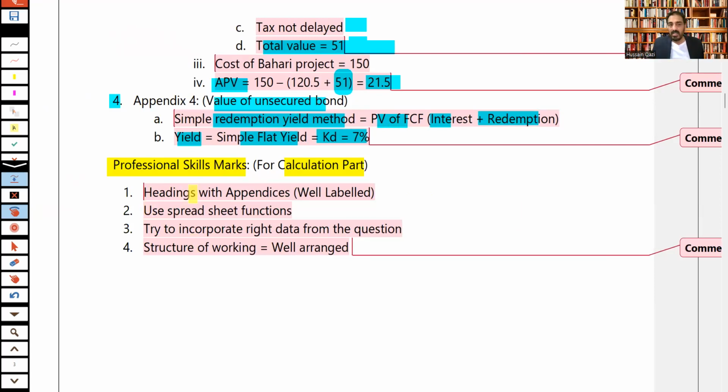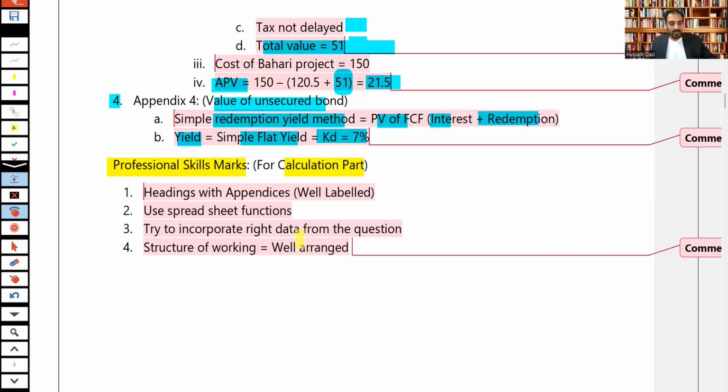Number one, all the appendices must be well labeled. Appendix 1, cost of capital. Appendix 2, Milma value without Bahari project. Appendix 3, Bahari project value and total value of Milma. Appendix 4, value of debts. Well labeled. Use spreadsheet functions: sum, IRR, NPV. In the case of option model, use the option calculator. And as much as possible, incorporate right data from the question.